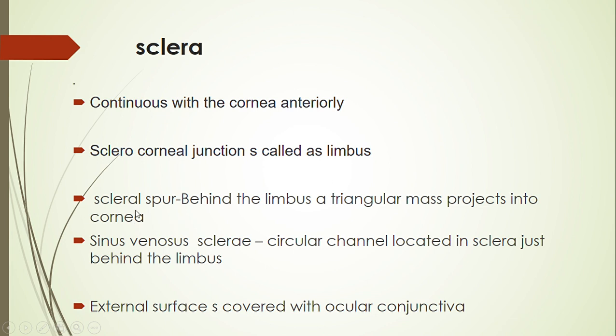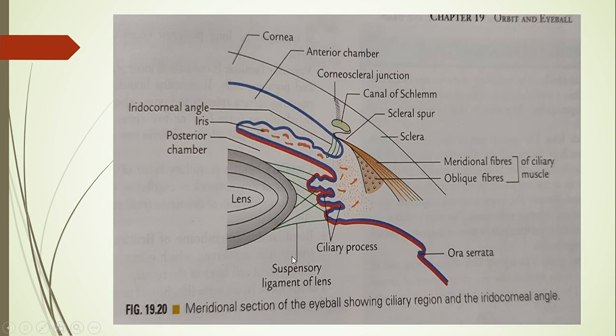There is a specialized feature named the scleral spur. It is a triangular mass that projects into the cornea behind the limbus. You can see the scleral spur here, a triangular projection behind the sclerocorneal junction.